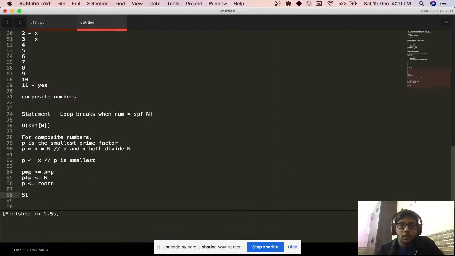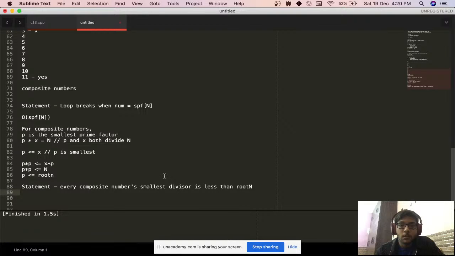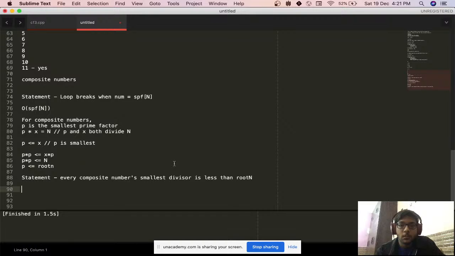That's because the main part is composite numbers. Every composite number's smallest divisor is less than or equal to root n. This is a statement you can keep that way, because for every composite number we have at least two different divisors.